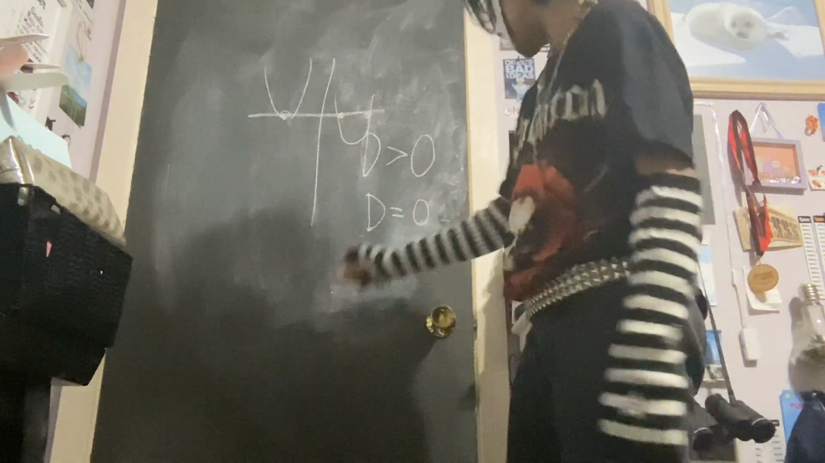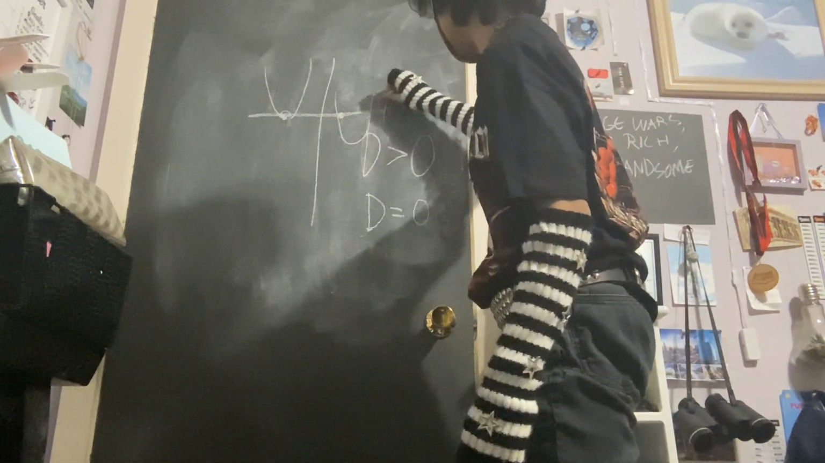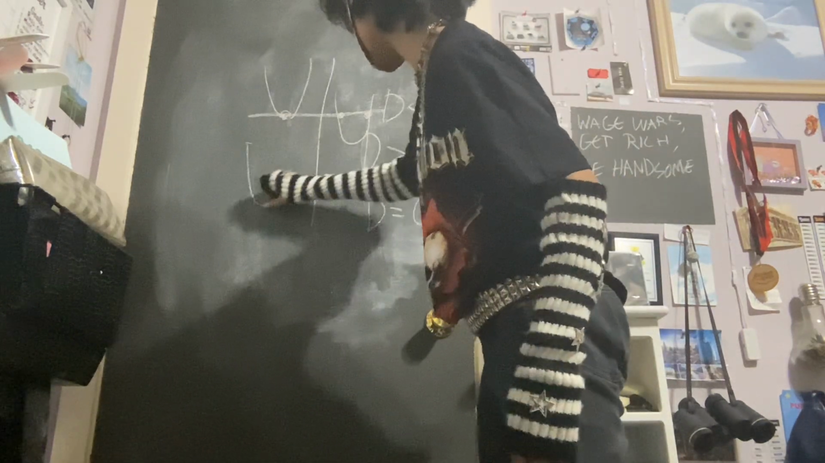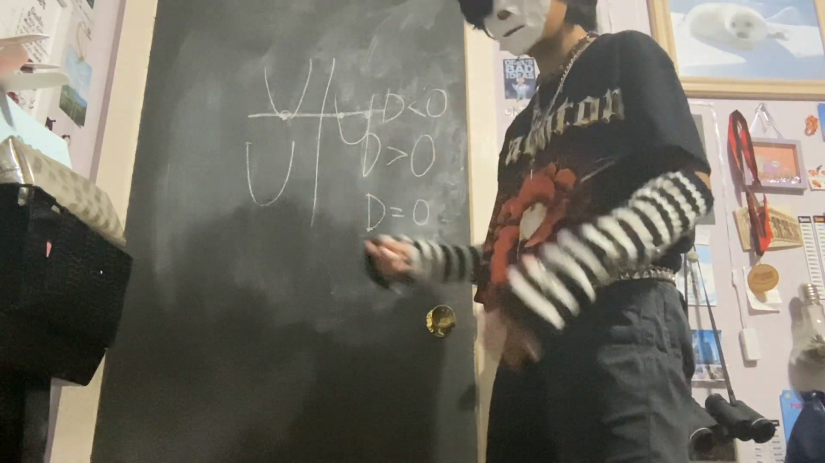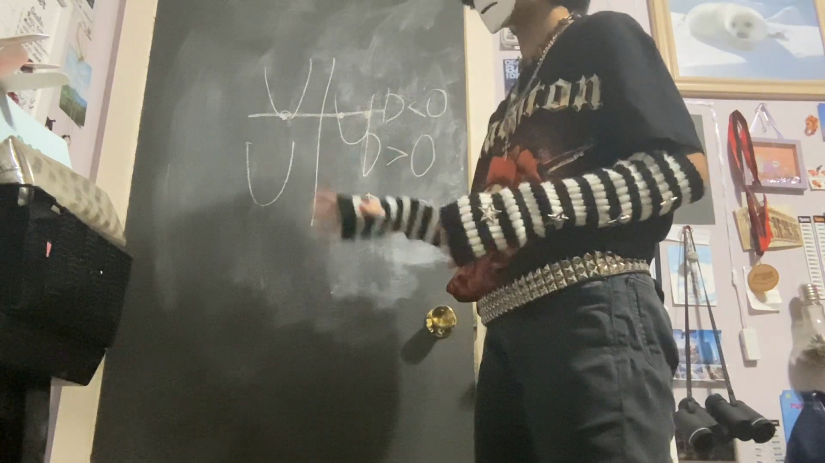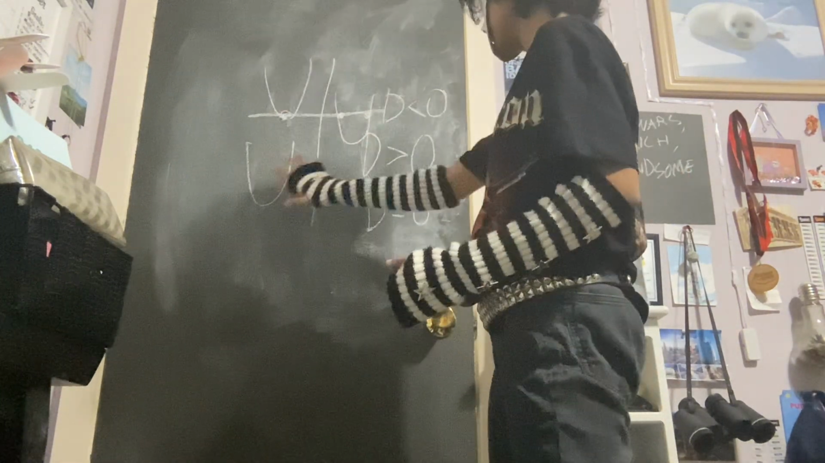Bear with me. If it is less than 0, then it's going to kind of look like this. It's not going to interact with the x-axis in any form, which makes it imaginary. So that is what it looks like there.